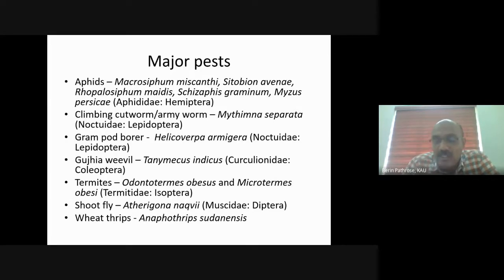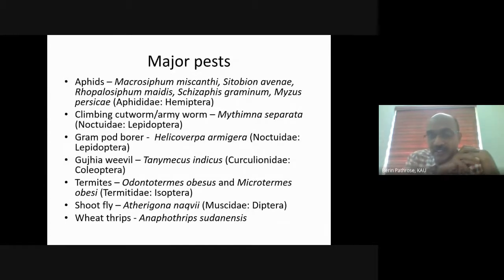Then as I told you, termites can be a major problem in wheat. Termite species infesting wheat are Odontotermes obesus and Microtermes obesi, belonging to the family Termitidae of order Isoptera. Then we have shoot fly. We will be discussing shoot fly several times in the next few classes because it is a pest infesting several cereals. So we have Atherigona naqvii belonging to the family Muscidae of Diptera. Then we have wheat thrips, Anaphothrips sudanensis. This is a new pest. Earlier it was not severe in wheat, but now wheat thrips is a major pest in wheat.